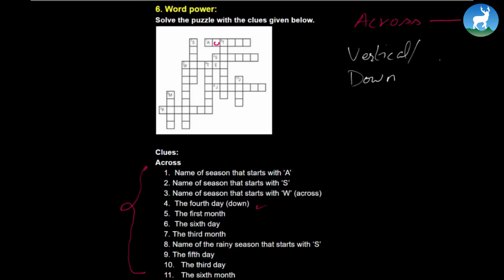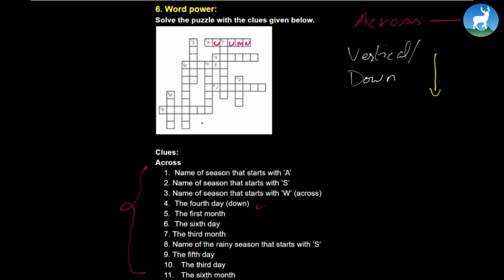And vertical means, okay, this is vertical. So I'm going to do one across here. A-U-T is there. U-M, autumn. Done. Name of season that starts with S. Again, it's in the passage. Name of season that starts with W. Again, very simple. The fourth day. My goodness, very simple. Look at that. The fourth day. Number 4.